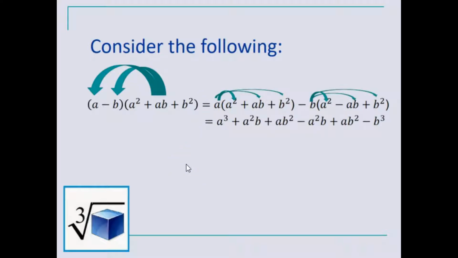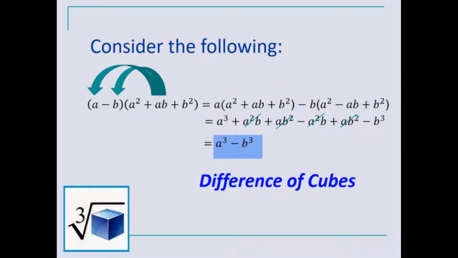And after multiplying, we have the following equivalent expression. Combining like terms, we find an additive inverse of a squared b, which cancels out. Further, an additive inverse of ab squared, canceling one another out, leaving two terms, a to the third minus b to the third, which we call a difference of cubes. To factor a binomial of the form difference of cubes, we will reverse this product to factor.